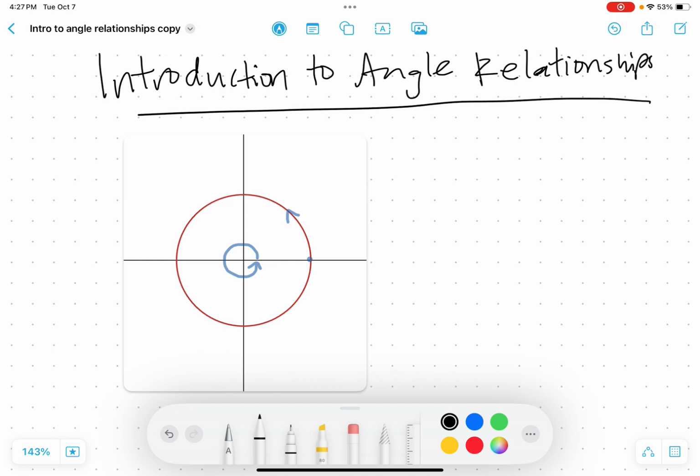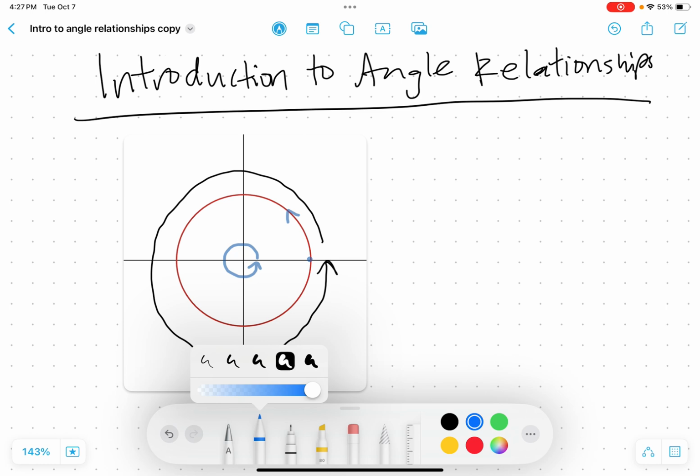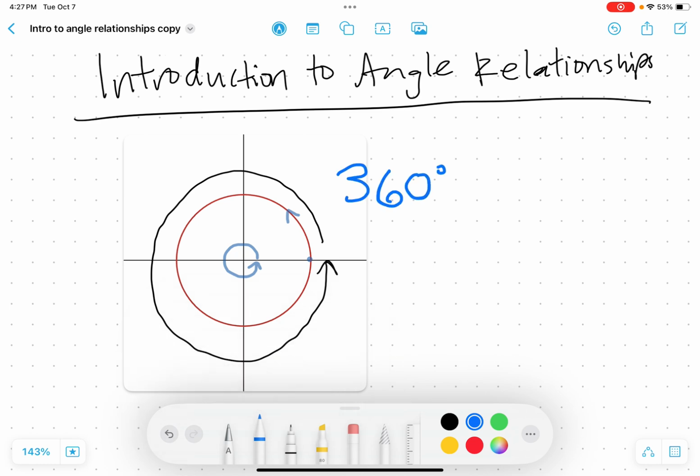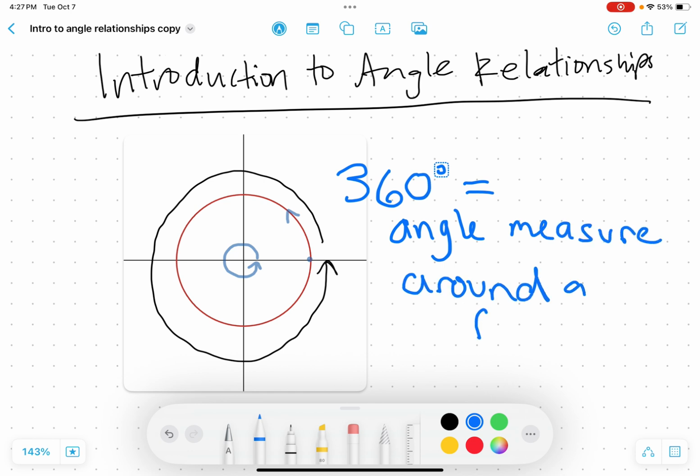Okay, so the first thing you need to know is the number of degrees around a circle. So if we travel all the way around a circle, the angle measure of that will be 360 degrees. So the key idea is 360 degrees is the angle measure around a full circle. Okay, so in today's lesson, we're just gonna look at different sections of the circle.